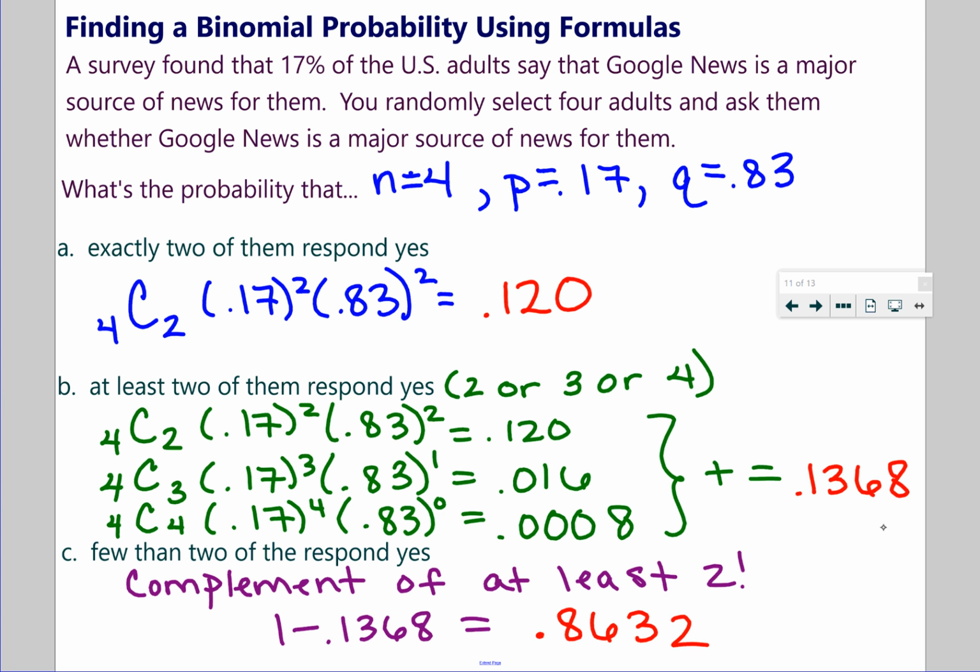Fewer than 2 is the complement of at least 2. So you can just do 1 minus the previous answer. Or you could have done the probability of 0 plus the probability of 1 and added those together, and you should see the same answer on your paper. So either one's fine. But I always look for those complements if I can, because it saves you time.